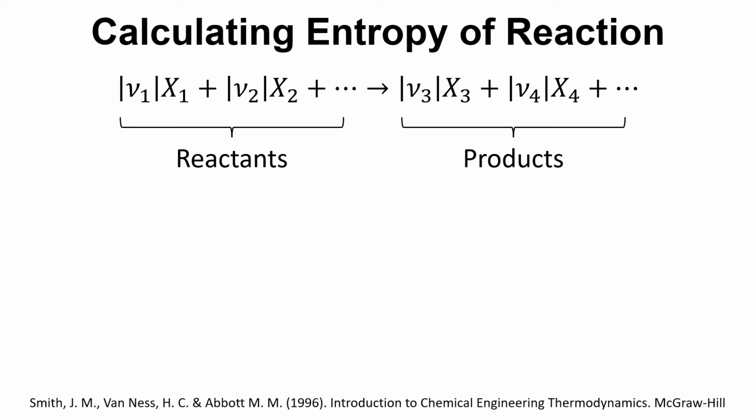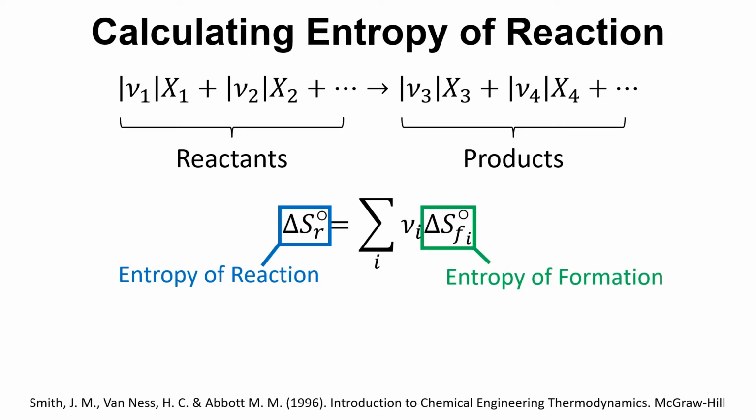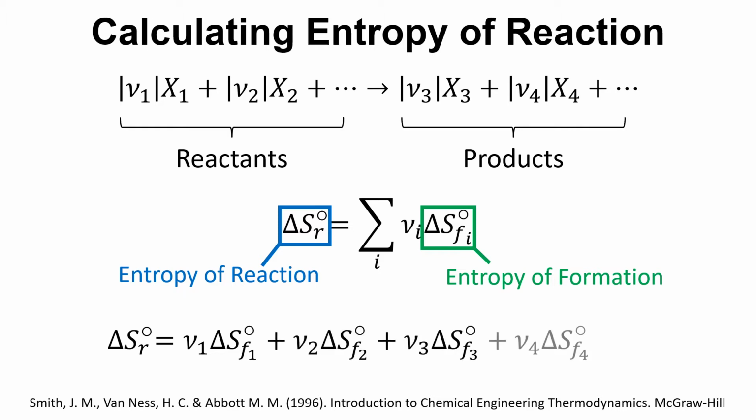So if we want to calculate entropy of reaction, we can use this mathematical formula here. Delta S of reaction equals the sum of the stoichiometric coefficient for each component multiplied by the entropy of formation for each component. So if we plug this in for the example given, we've got the stoichiometric coefficient for component 1 multiplied by the standard entropy of formation for that component, and we just keep adding those on for all of the different components present.